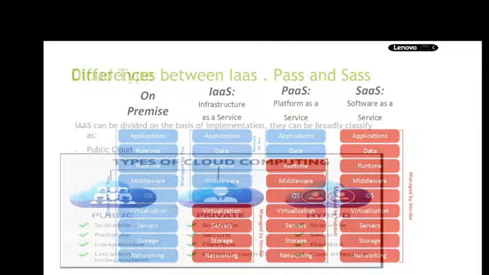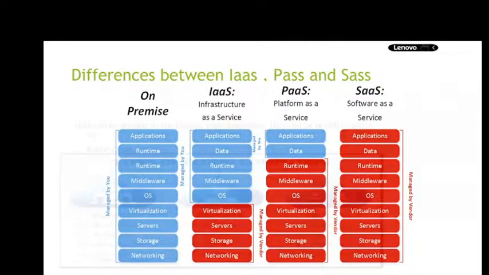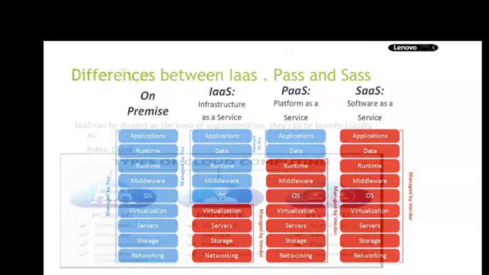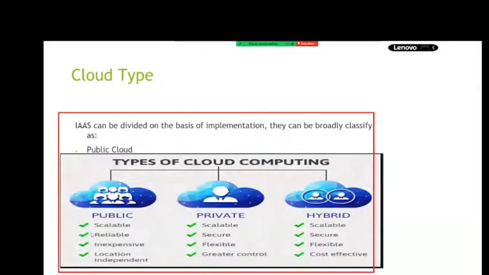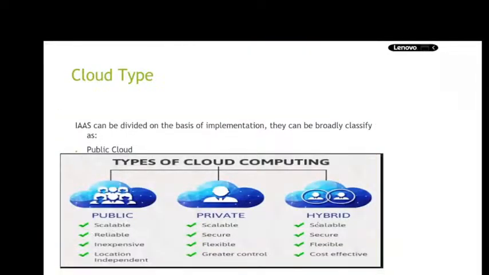Next, these are the types of cloud. What are the types of cloud? Public, private, hybrid. What is public? It is a generic term. Public means accessible by all. The resources that can be accessed from anywhere in the world are called public. I am repeating: the resources that can be accessed from anywhere in the world are called public.